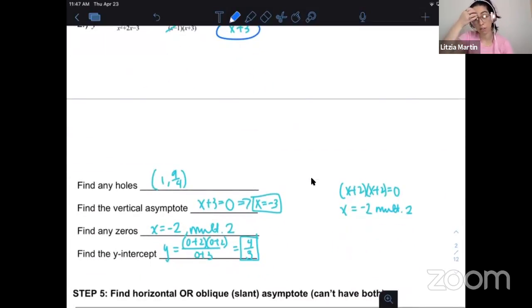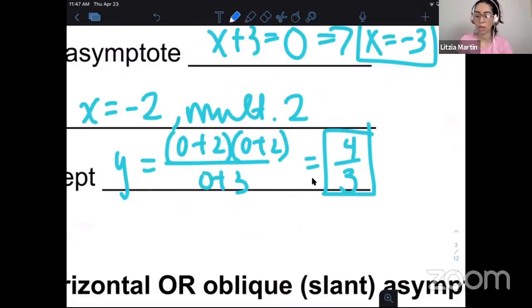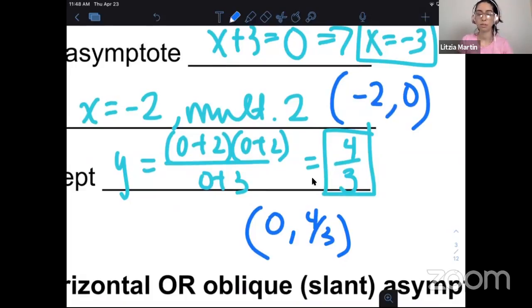And then lastly, to find the y-intercept, we plug in 0 to all of the x's. So we see here, plugged in all those zeros, we get 4/3. So technically, we could write this as (0, 4/3). And then also the 0, we can write it as (-2, 0).